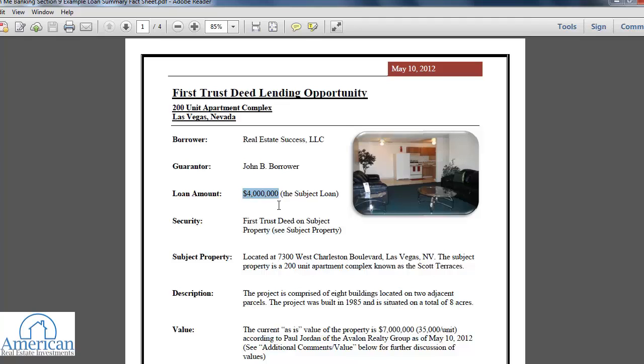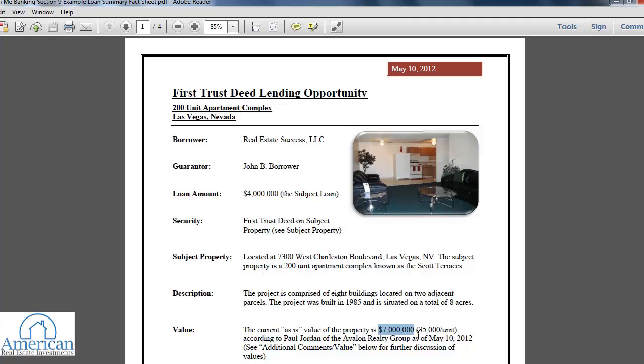Now, obviously, the security on this loan is actually a first trust deed on this subject property, which we can tell is a 200-unit apartment complex known as the Scott Terraces. The Scott Terraces is made up of 8 different buildings located on 8 acres that was built in 1985. The current value of the Scott Terraces appraised recently is $7 million.